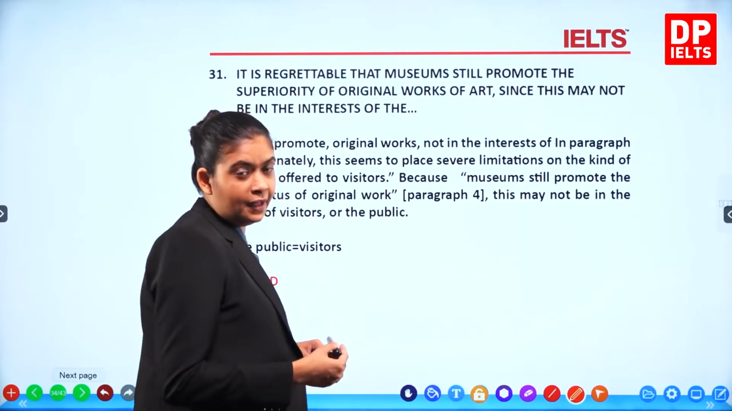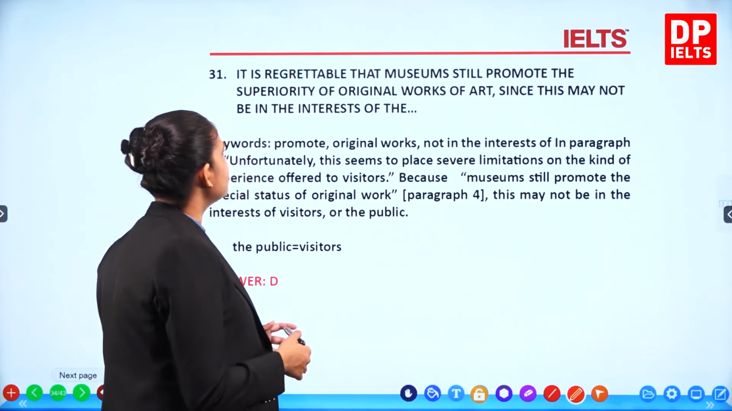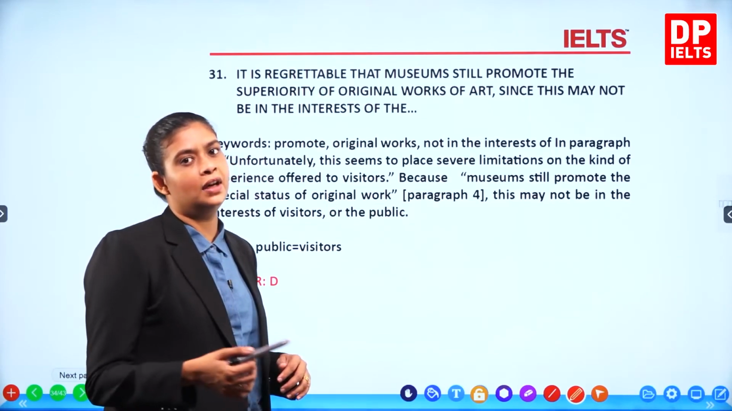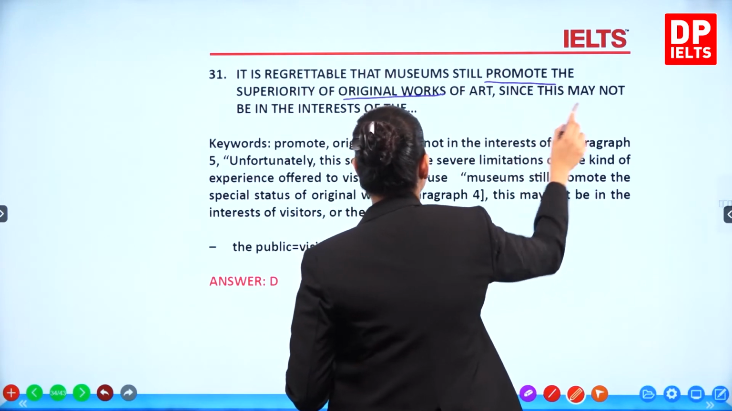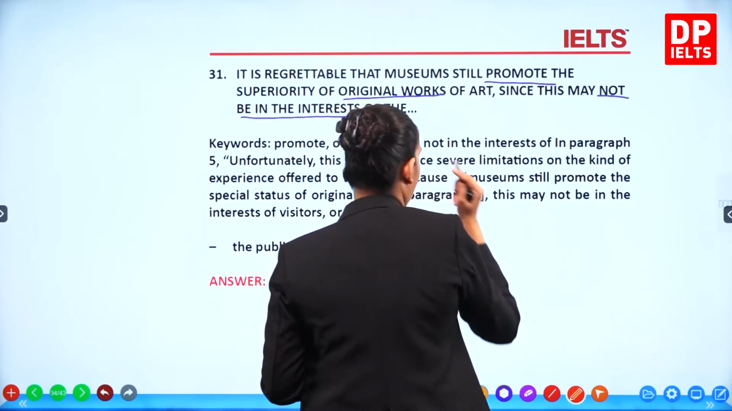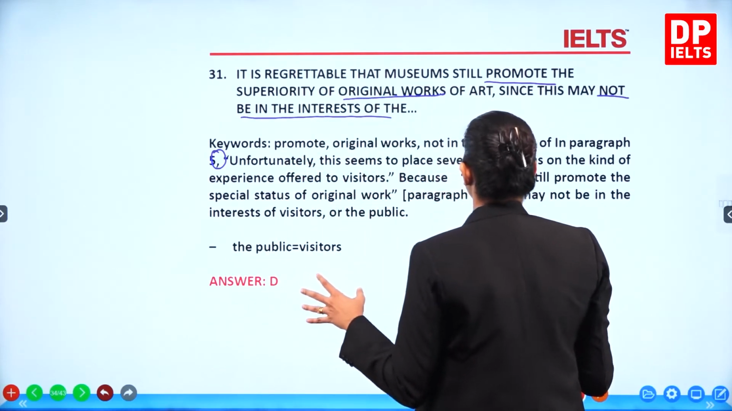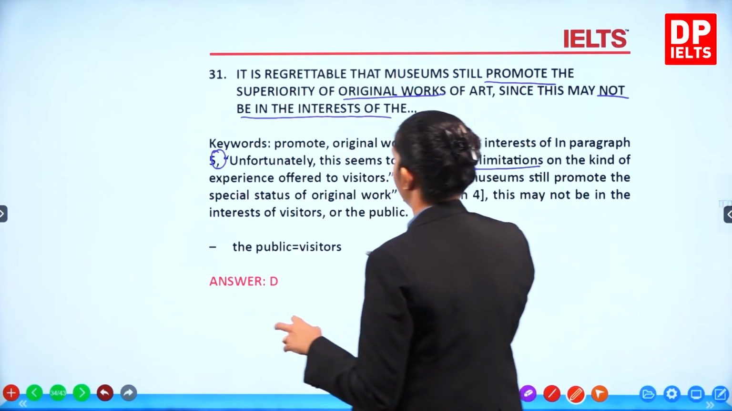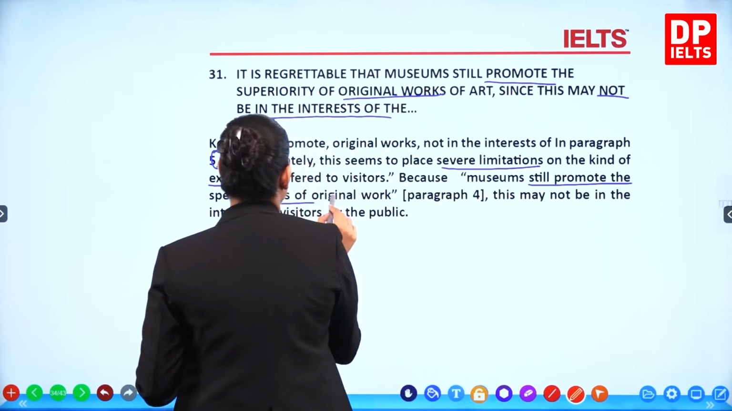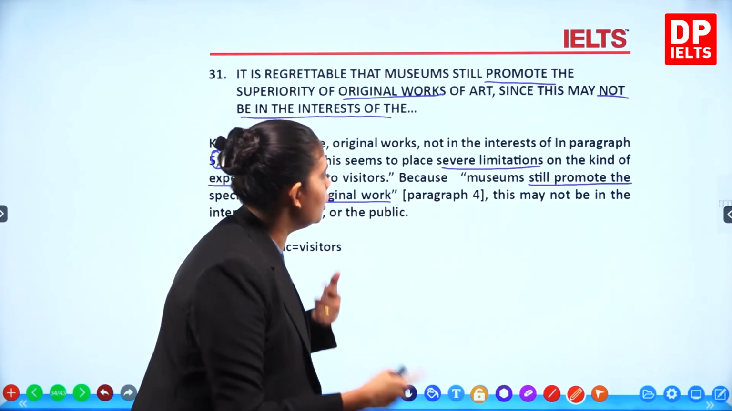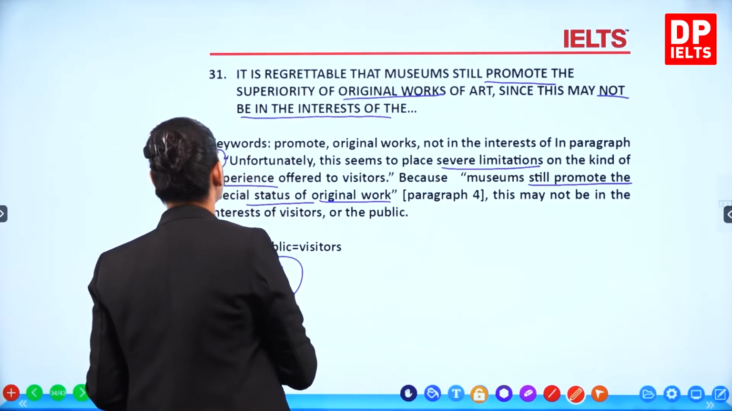It is regrettable that museums still promote the superiority of original works of art, since this may not be in the interest of what? So the keywords are promote original works, not in the interests of which one, right? So this is in para 5. Let's have a look at it. Unfortunately, this seems to place severe limitations on the kind of experience offered to visitors, because museums still promote the special status of original work, right? So this may not be in the interest of the visitors or the public, so I think it should be D. Okay, so the answer should definitely be D.